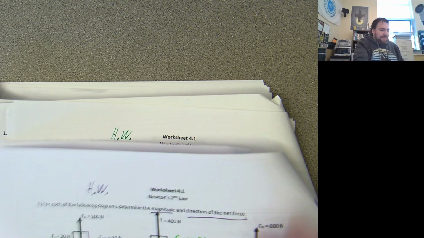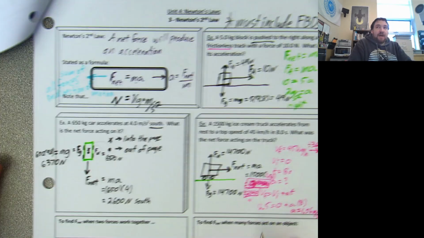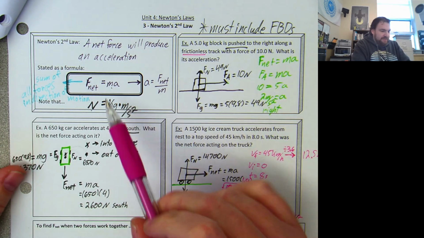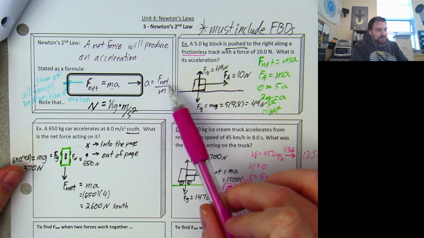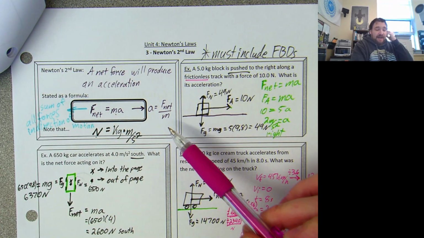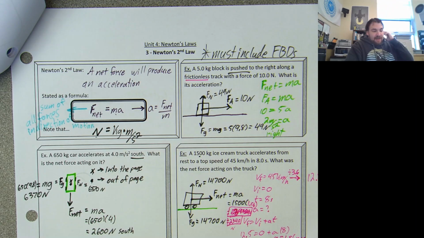Today, introducing you guys to Newton's second law, the idea that the net force provides an acceleration. So F net equals ma, or the acceleration is equal to the net force divided by the mass. We did 5 examples. Some of them had just different orientations.